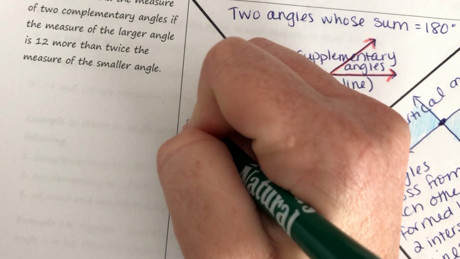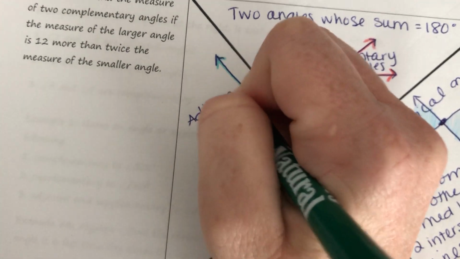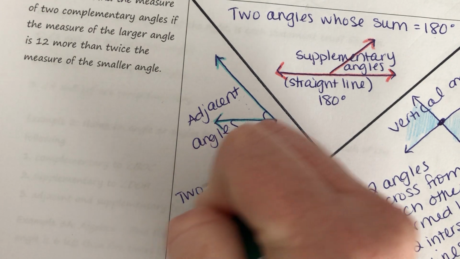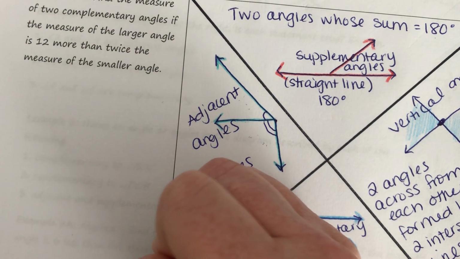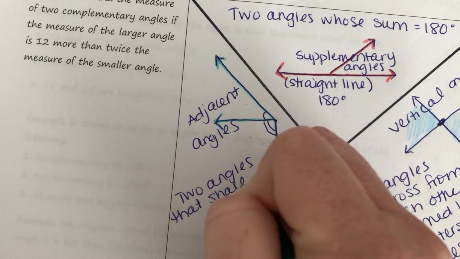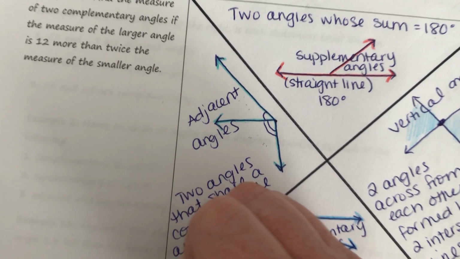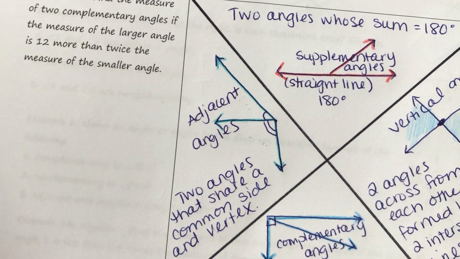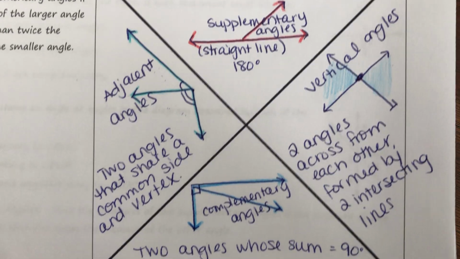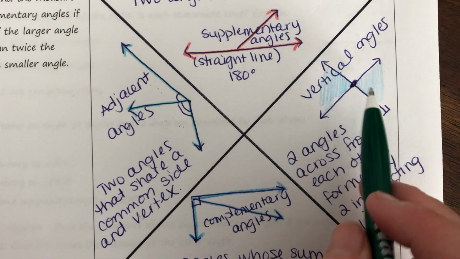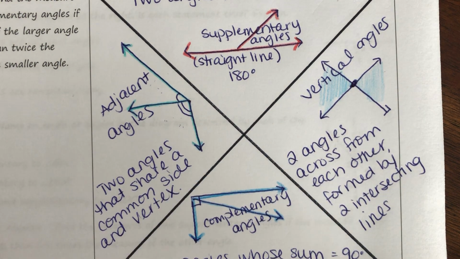We were adjacent. So adjacent angles: two angles that share a common side and vertex. All right, so those are kind of our vocab, what we went over. These are our angle relationships we talked about in today's notes. Supplementary angles, complementary angles, vertical angles, and then adjacent angles. They're right next to each other.